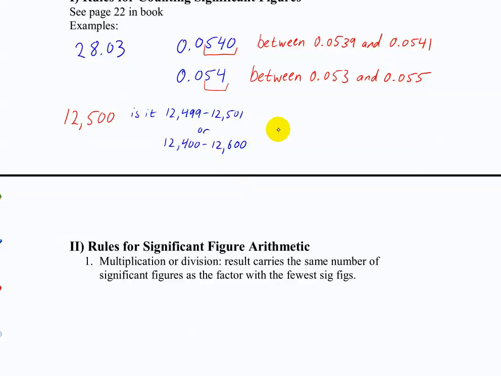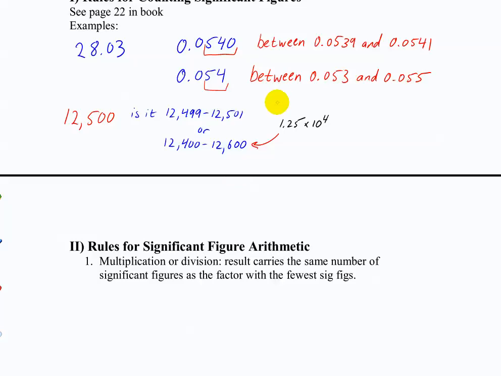So if we express this number as 1.25 times 10 to the fourth, that's very clear and unambiguous that we are talking about this. The last digit is uncertain, so we're between 12,400 and 12,600.